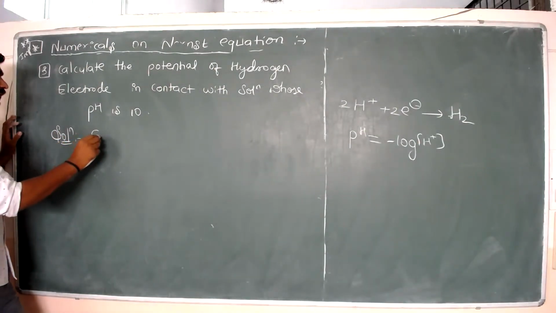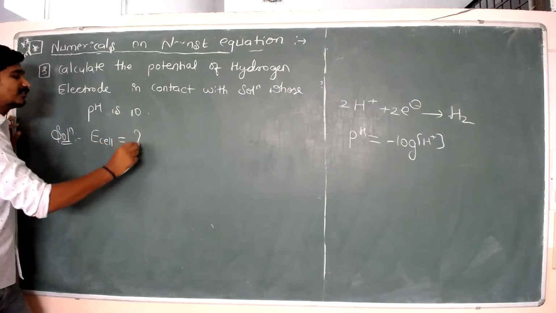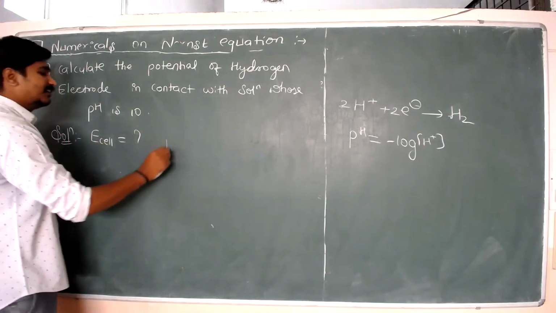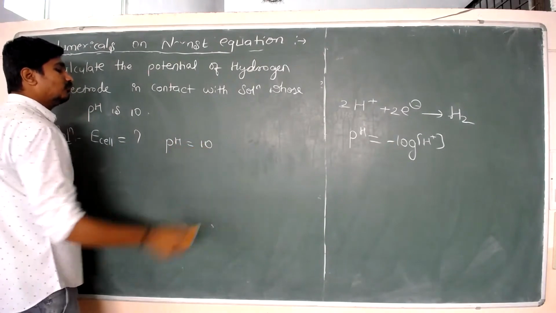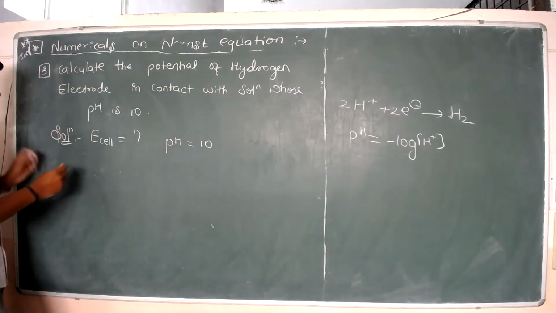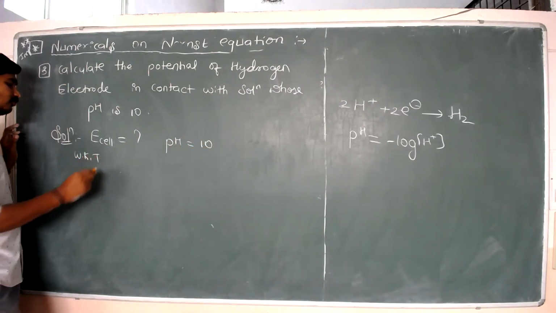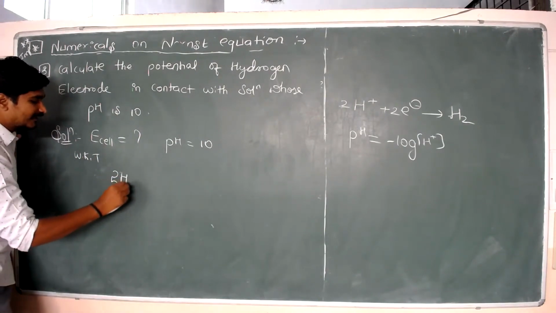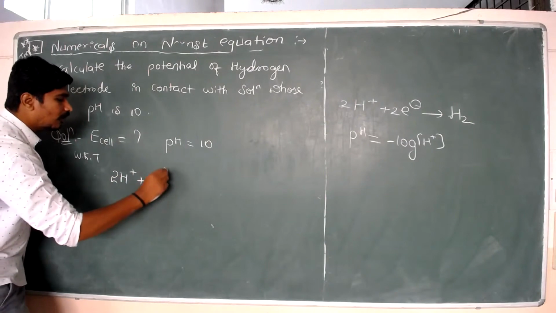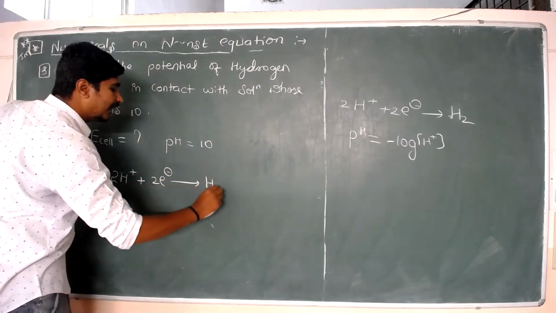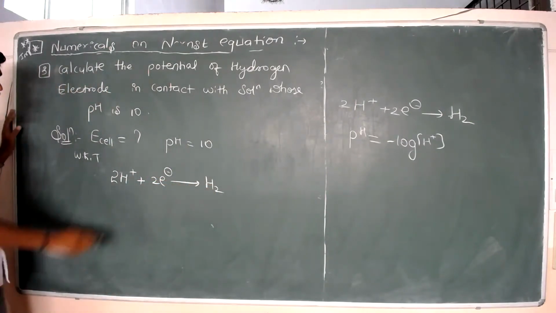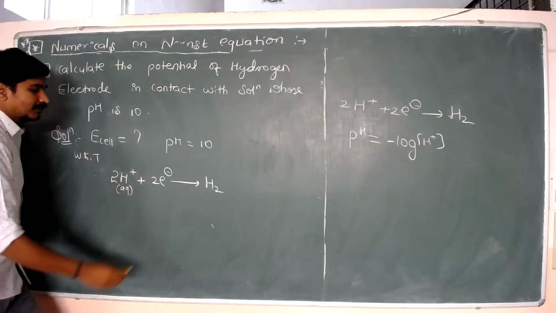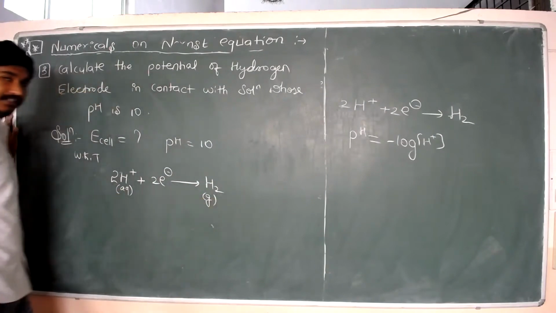What is he asking? E cell is equal to how much? He is given the pH of the solution, that is equal to 10. Now we will see. We know that for the standard hydrogen electrode, what is the reaction? The reduction reaction is 2H+ + 2 electrons gives rise to hydrogen gas. This one is aqueous. Here it is gas.